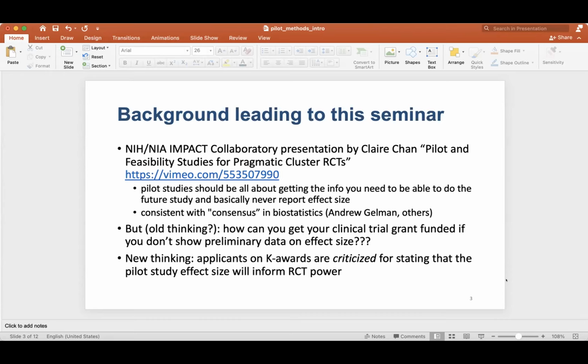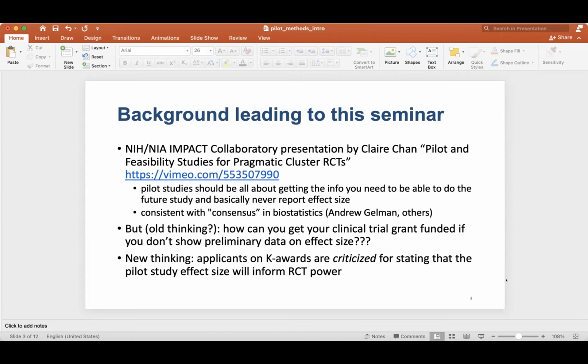It was excellent, but it really shocked me because I've been doing research for a while. I've been doing clinical trials for a long time. I've had several NIH-funded clinical trials and other institutes. And she said that pilot studies should be all about getting the information you need to be able to do the future study and basically never, ever report the effect size on your pilot study. And that seemed absolutely shocking to me.